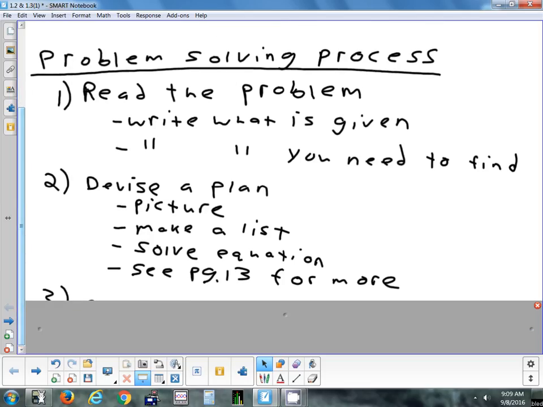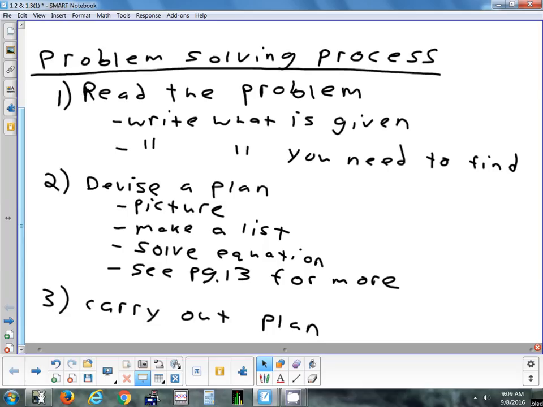So then after we decide on what approach we're going to take to solve the problem, we actually go ahead and solve it. And sometimes you might pick a plan and think, you know what, this is going to be a good way to solve the problem, and it doesn't work out. So you might have to go back and try something else.